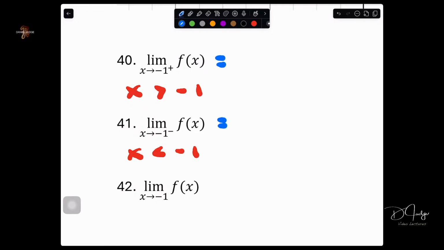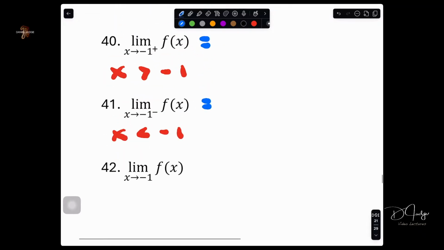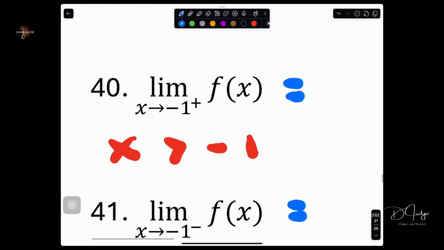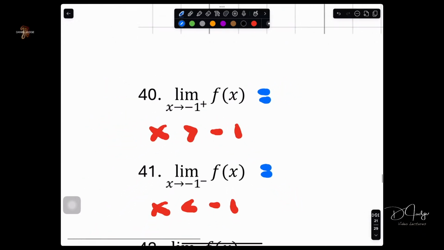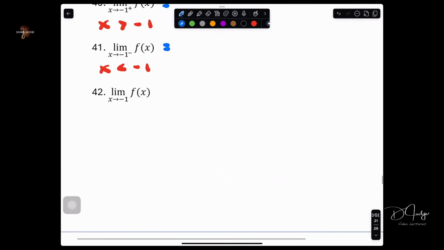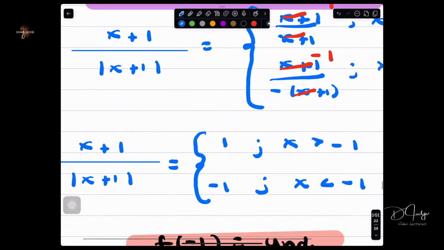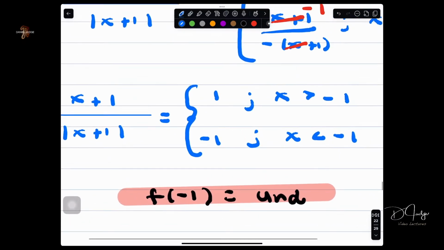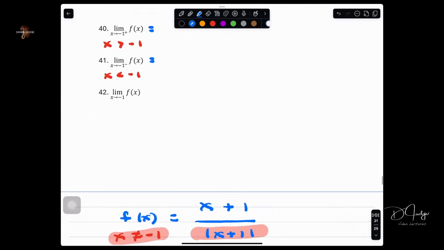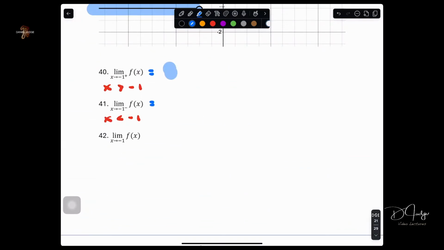So for the right-handed limit now, x goes to -1 from the right, x is bigger than -1. That means we use this piece right here. The top piece, this is used when x is bigger than -1. That means it's 1. So it's a constant function. This is the value 1.